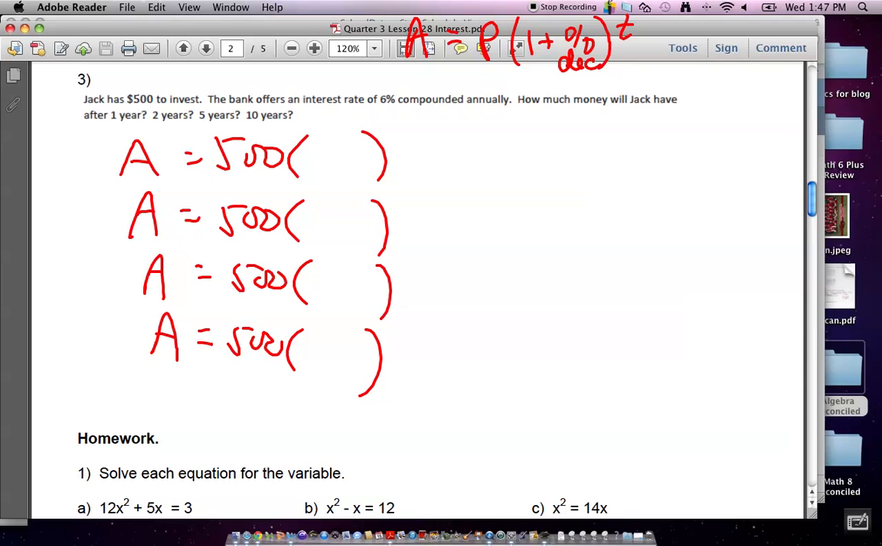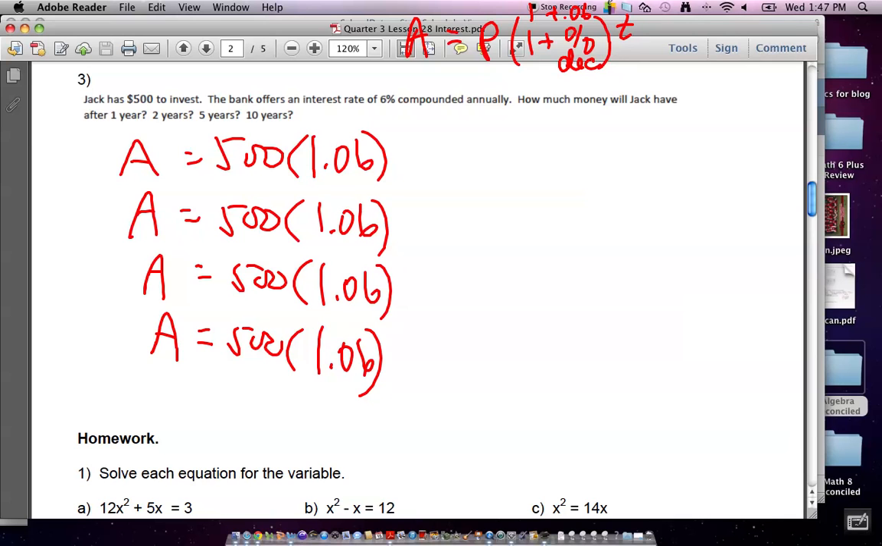Now, what's the rate of interest in this problem? 6%. What is 6% as a decimal? 0.06. So, in the decimal here, ready? It's going to be 1 plus 0.06. What does that add up to? 1.06. Good. So in every case, it's going to be 1.06.